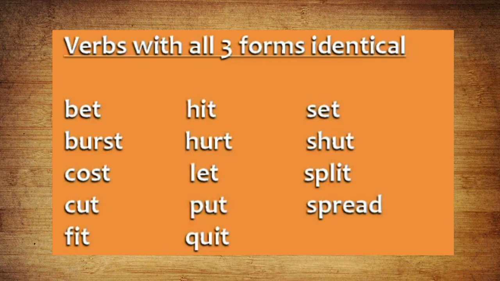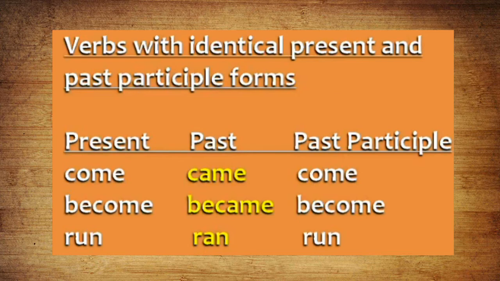Other verbs with all three forms identical include bet, burst, cost, cut, fit, hit, hurt, let, put, quit, set, shut, split, and spread. The next group is verbs with identical present and past participle forms.